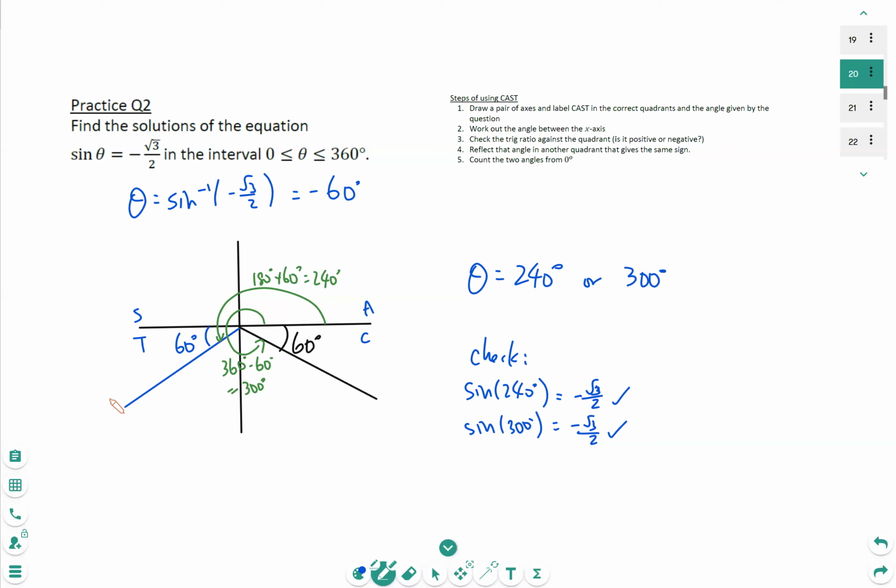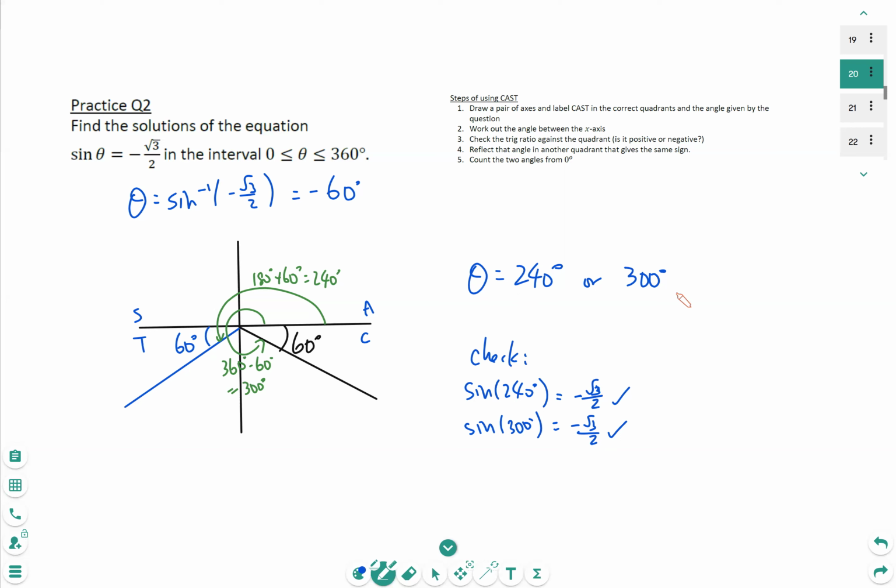Here are the answers. First of all, inverse sine of negative root 3 over 2 should give negative 60 degrees. In the CAST diagram, negative 60 degrees means in the cos quadrant, we go in the negative angle direction. Next, for sine to be negative, we should reflect it into the tan quadrant. Counting the positive angle direction again, that's 180 plus 60, which is 240 degrees, and this is 300 degrees.